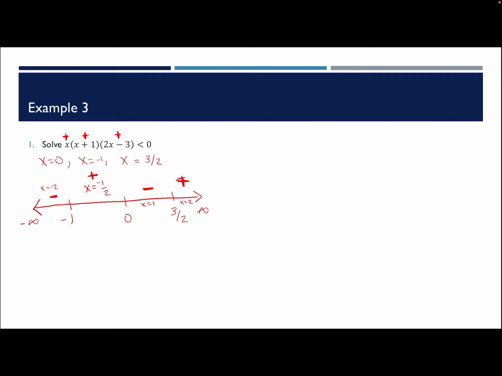So we want where the inequality is less than 0. So that's going to be the intervals that have negatives. So that would give us negative infinity to negative 1 union 0 to 3/2.